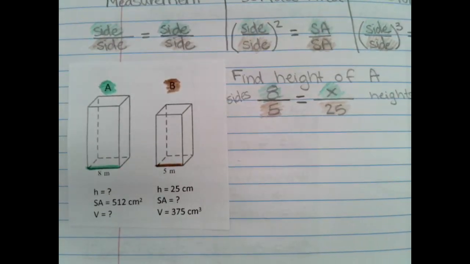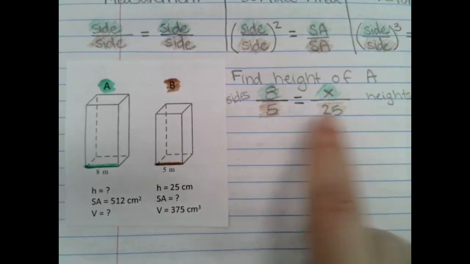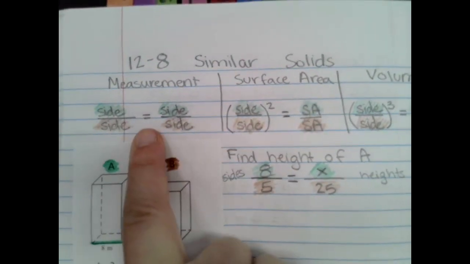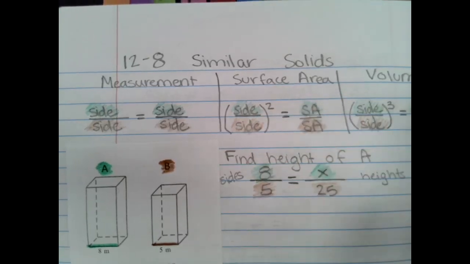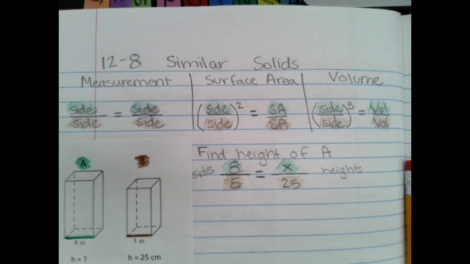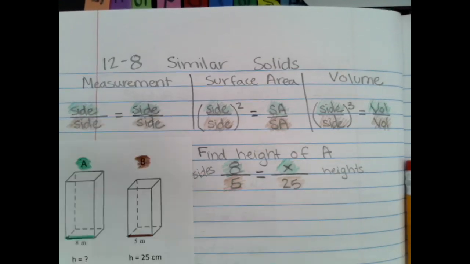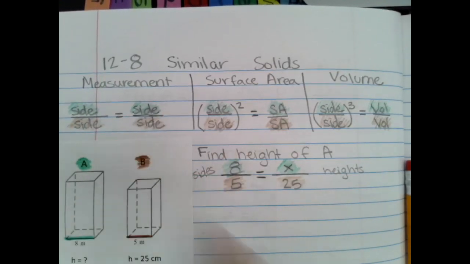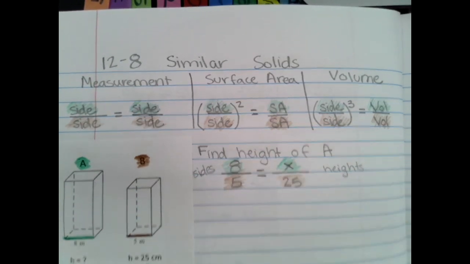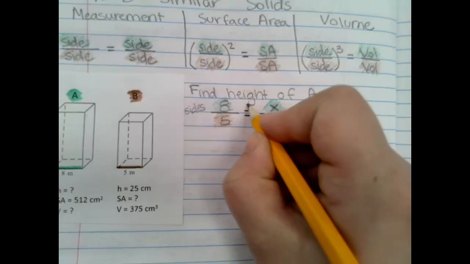All right, last step before we solve is we just need to make sure that we are going to just solve it as it is. So if I look back up, is this a measurement that we're finding, a surface area, or a volume? What would height be considered? Just a measurement. So we don't need to use the squared or the third. We're not doing surface area or volume. So at this point, we're just solving it.